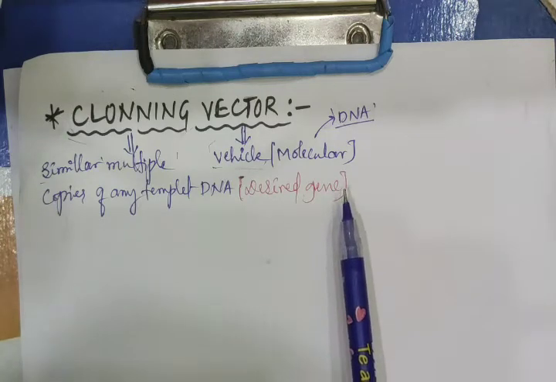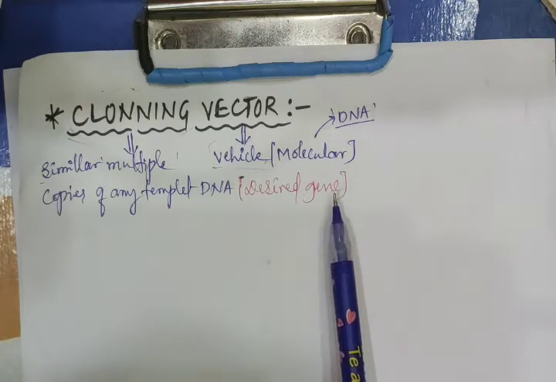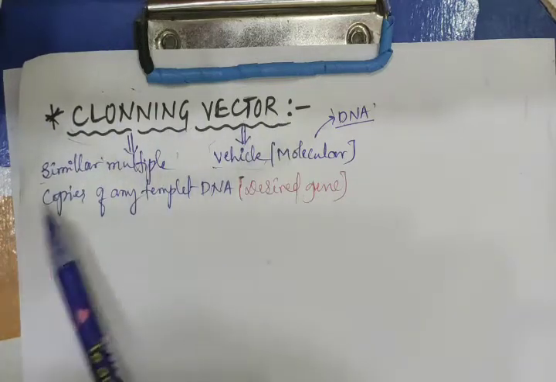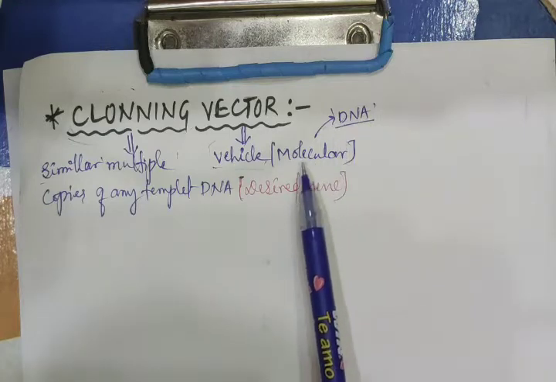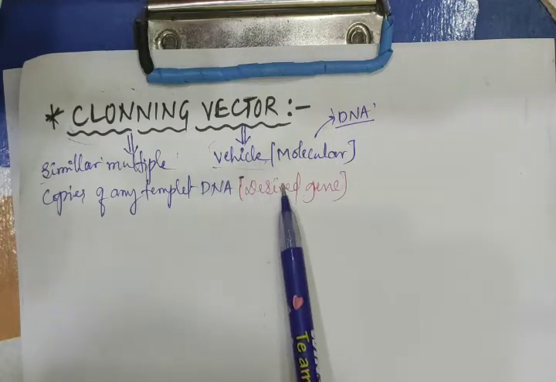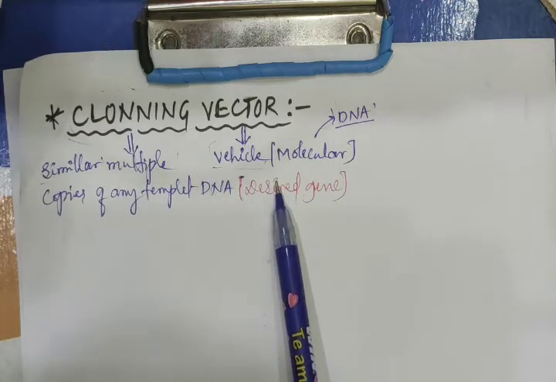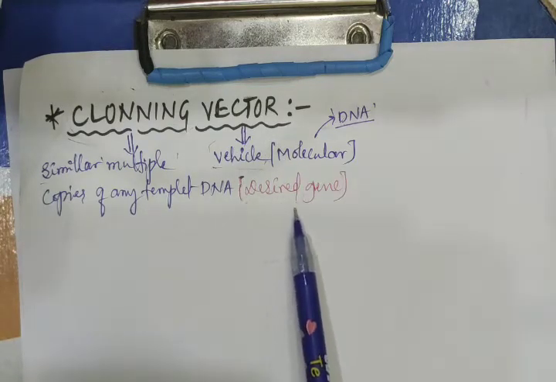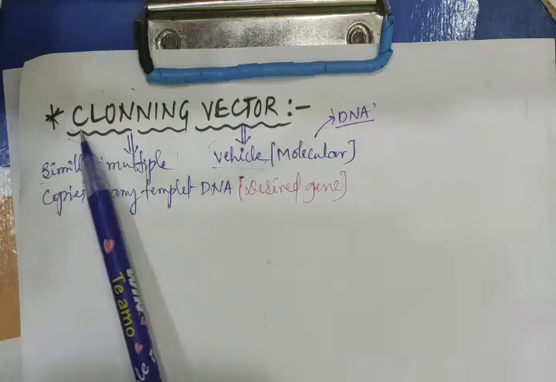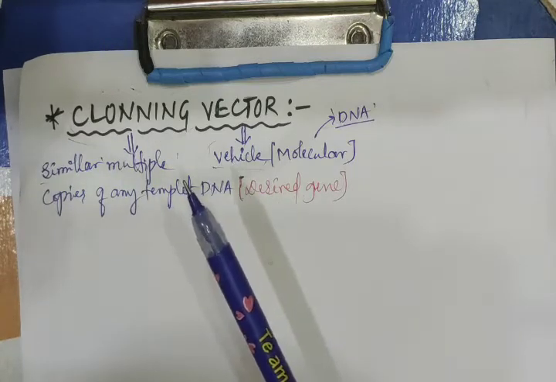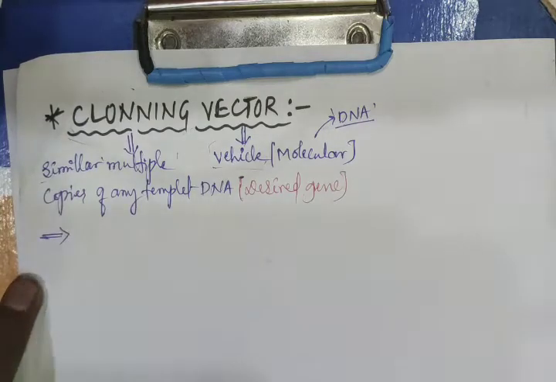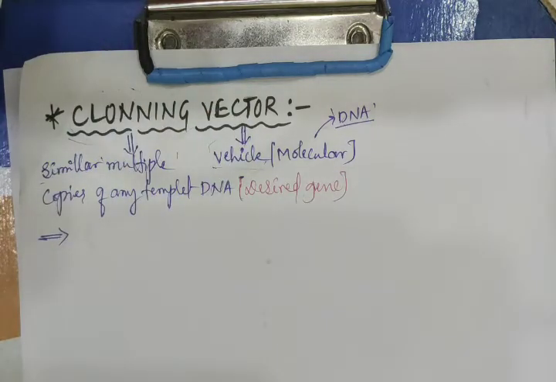For xeroxing these copies, we use one vector, and that vector is referred to as the cloning vector. Simply put, when we insert this DNA into this vehicle, its copy number increases and we can get many copies. That process is cloning. Right. So which DNA are we using as a cloning vector?